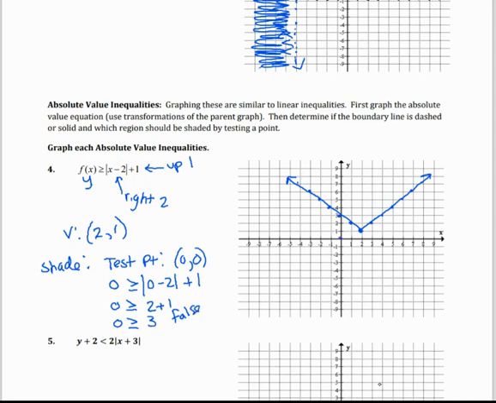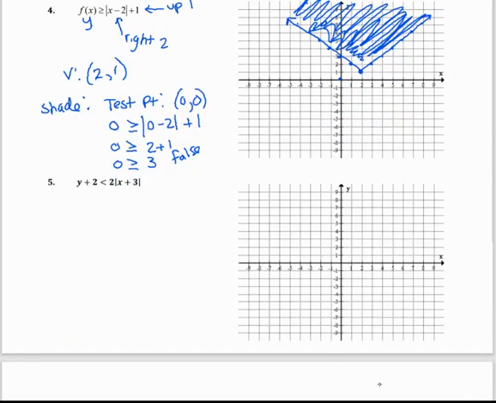So we do not want to shade where 0, 0 is. What that means is we want to shade on the other side, which is everything inside this V. You can also think about that because it's saying greater than or equal to, which means to shade above the V. And there you have it. You try number 5. Be sure to first get this so that y is alone. Then use your transformations to plot and use a test point to shade.